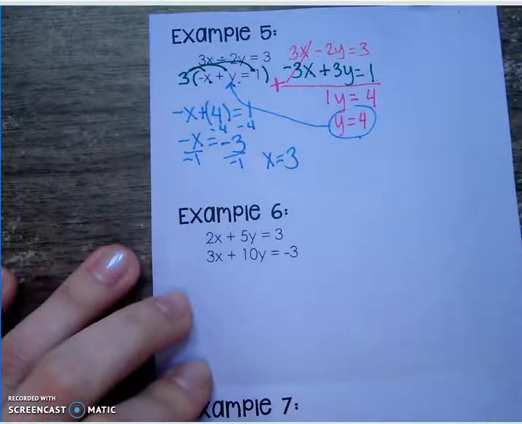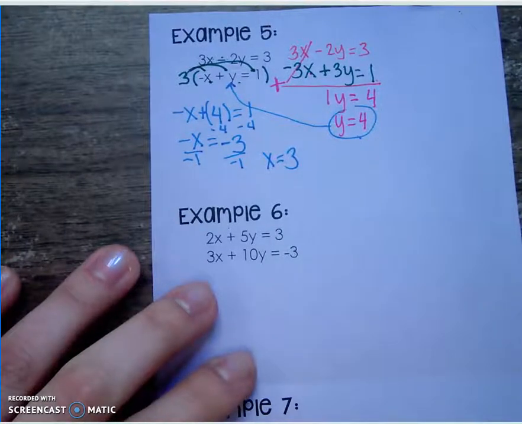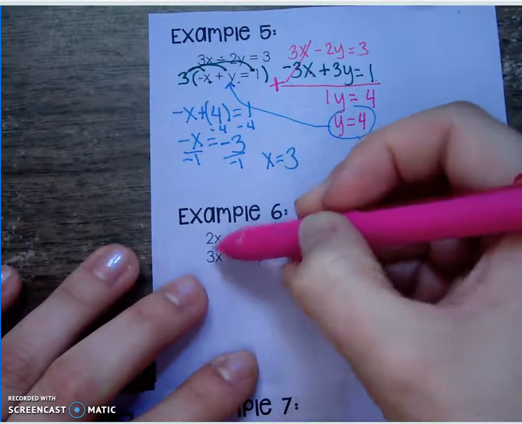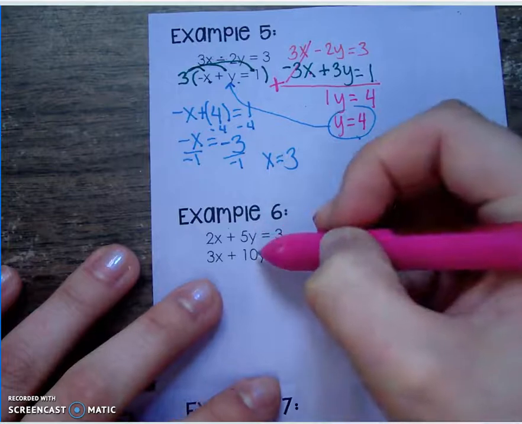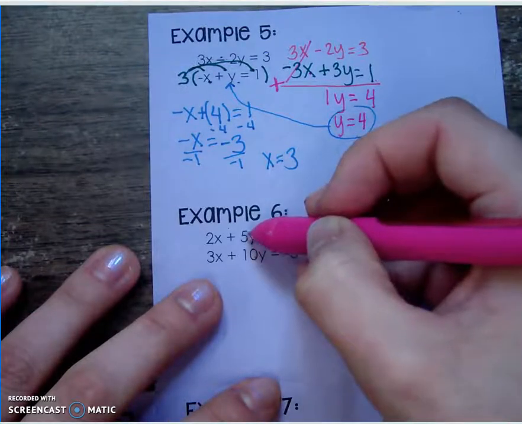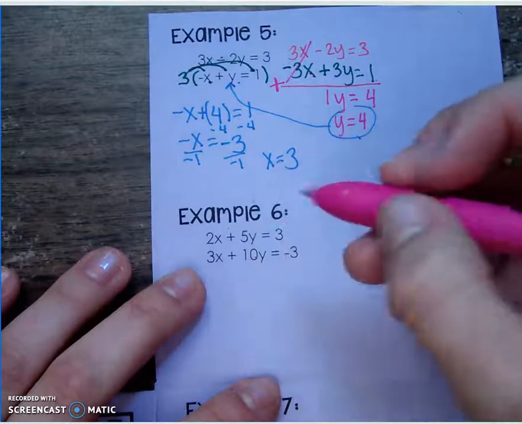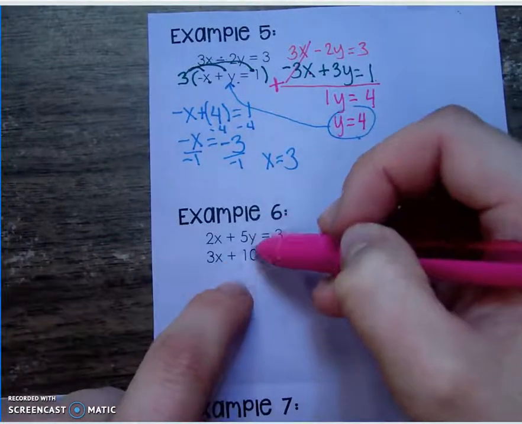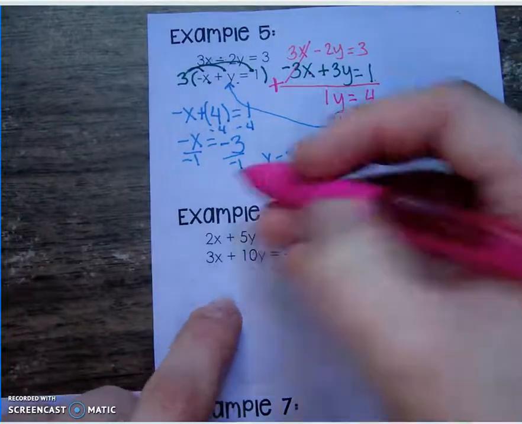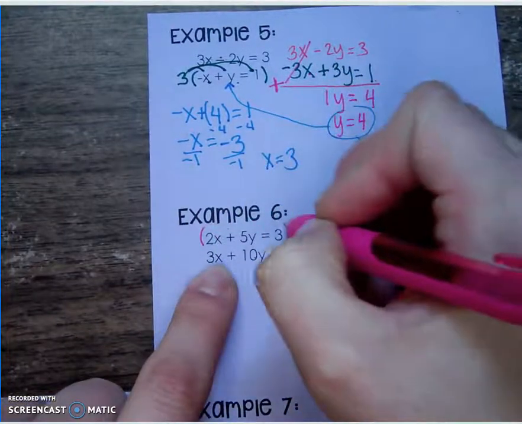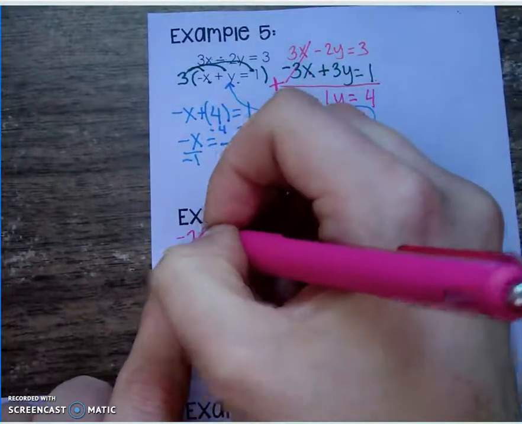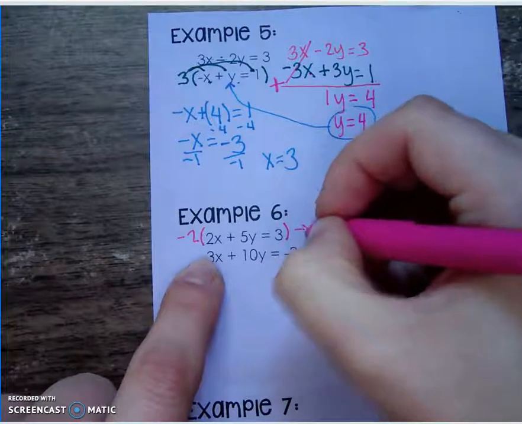Number 6, same thing. I do not have any of my coefficients that are the same, so I'm going to try to make something the same. I can't really make a 2 into a 3 or a 3 into a 2. And I can't really make a 10 into a 5, but I can make the 5 into a 10. And really what I'm going to want to do is make it into a negative 10 so that my y's will zero out. So to make this 5y into a negative 10y, I'm going to multiply the whole thing by a negative 2. And then distribute.